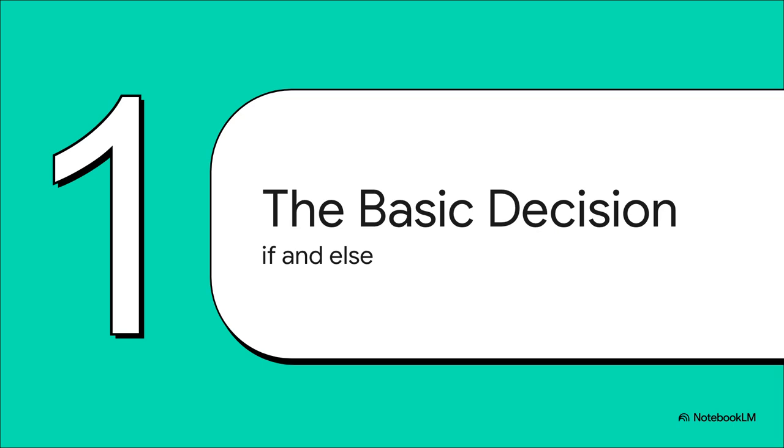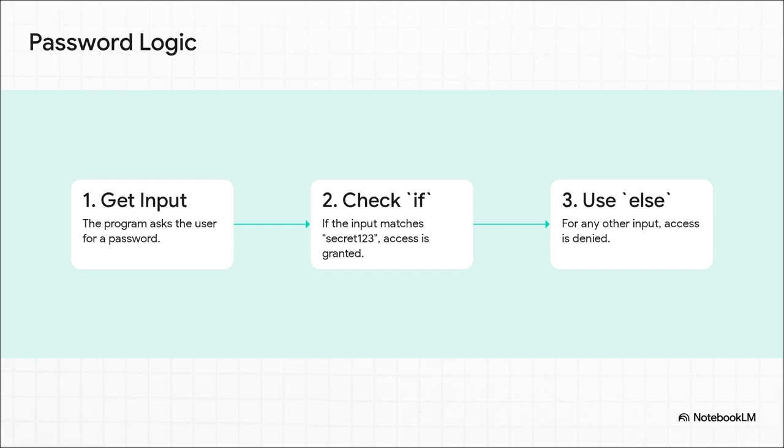So let's kick things off with the most fundamental decision a program can make. It's just a simple fork in the road, and all you need are if and else. Let's go back to that password example and break it down. First, the program gets the password from the user. Then comes the moment of truth.